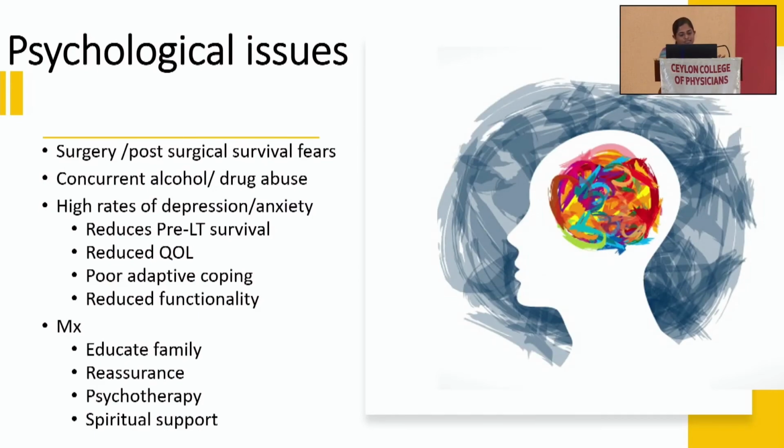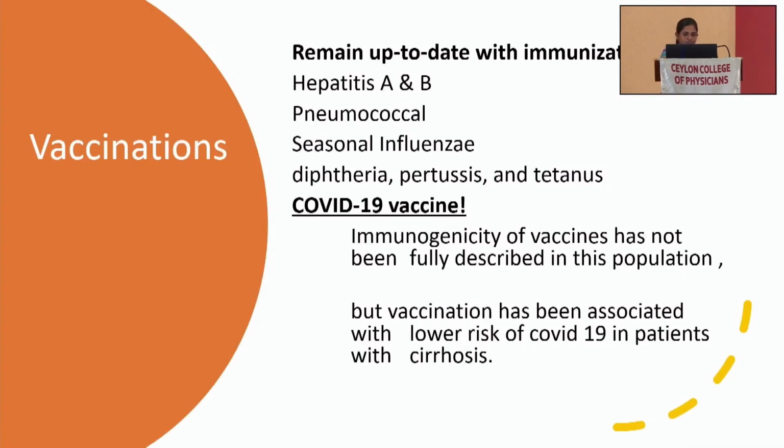And psychological issues, because there is a fear of surgery, post-surgical fear, and also sometimes patients may have concurrent alcohol or drug abuse. Those patients have high rates of depression and anxiety. So this will lead to reduced pre-transplantation survival or reduced quality of life of the patient. They will have poor adaptive coping facilities and reduced functionality. So all these things should be identified and managed by way of educating the family. We need to have good reassurance, psychotherapy and spiritual support.